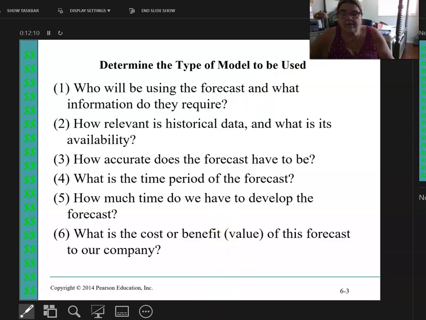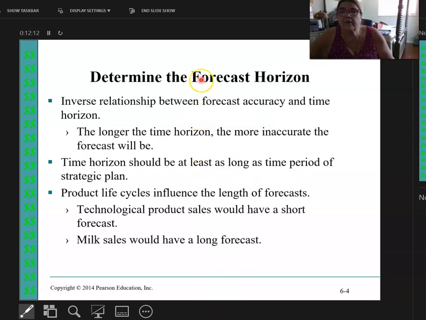Next, we're going to talk about that forecast horizon. Okay? So there's a relationship between the accuracy of my forecast and the timeline. For example, that means that the longer I forecast out, the more likely it is I'm going to be wrong. When I forecast for short periods of time, I'm more likely going to be accurate. So you need to figure out your time horizon. How long are you going to forecast out?